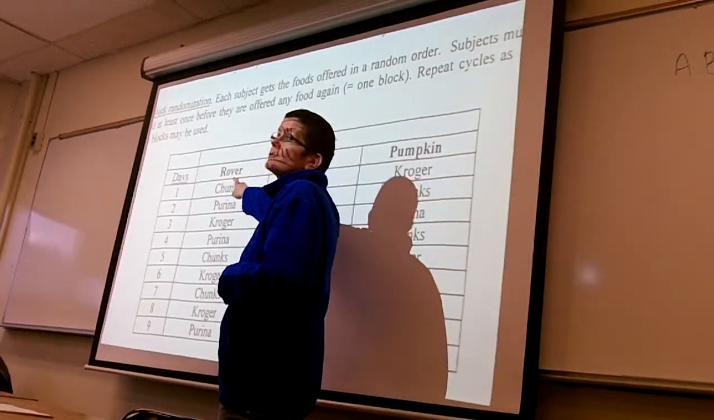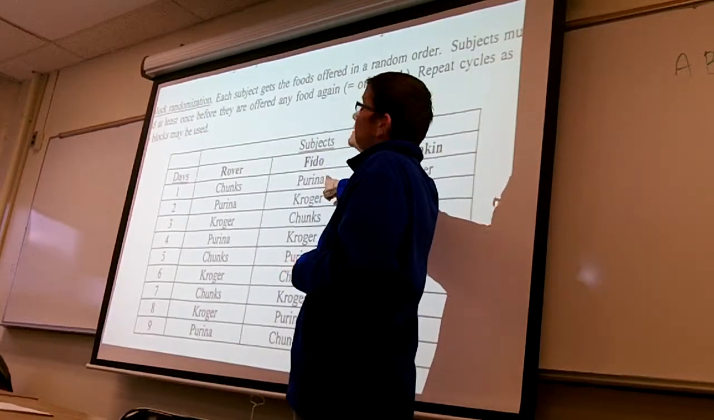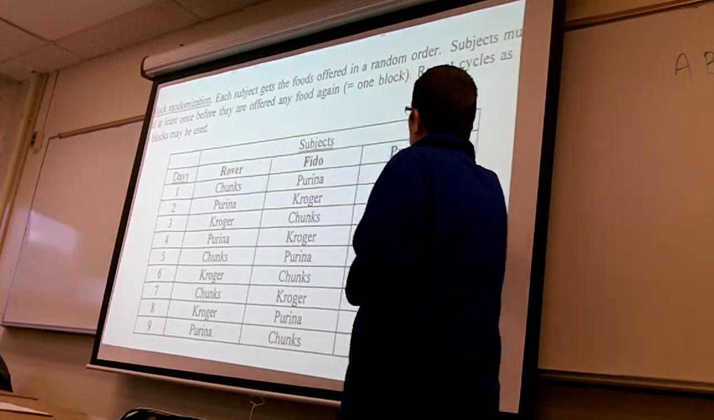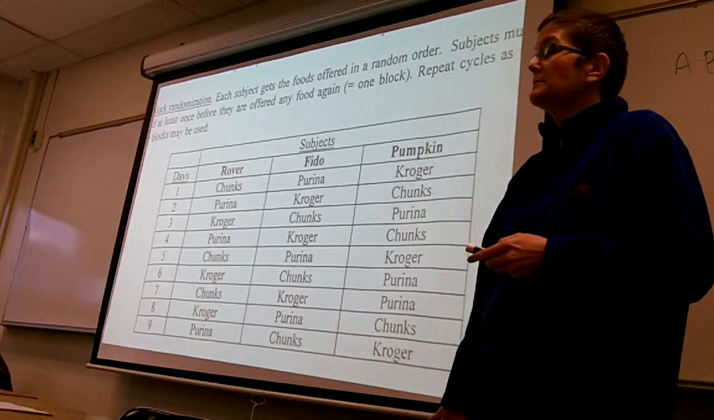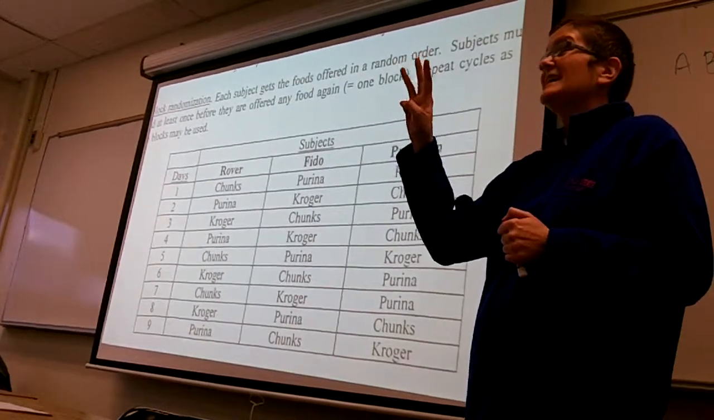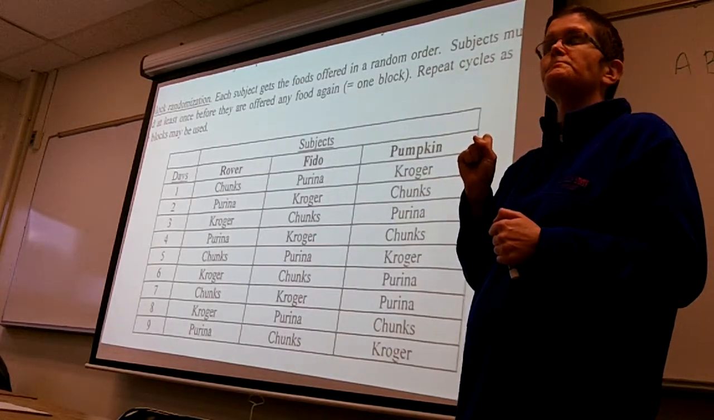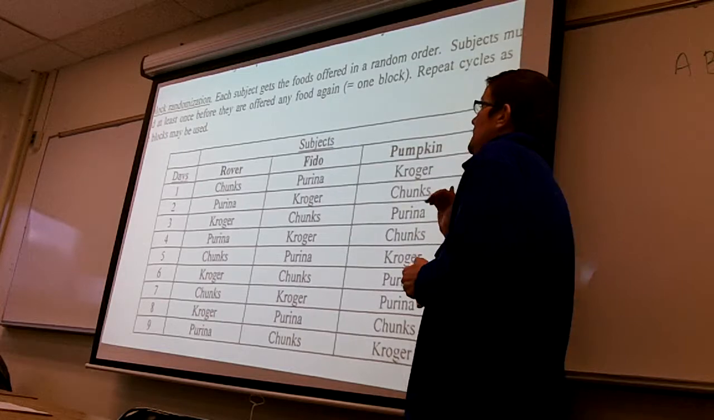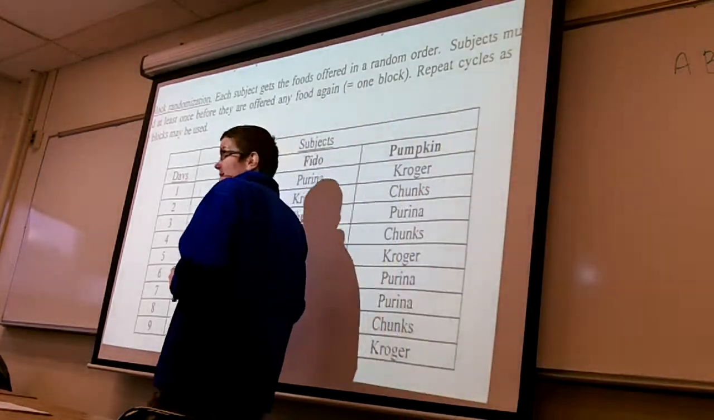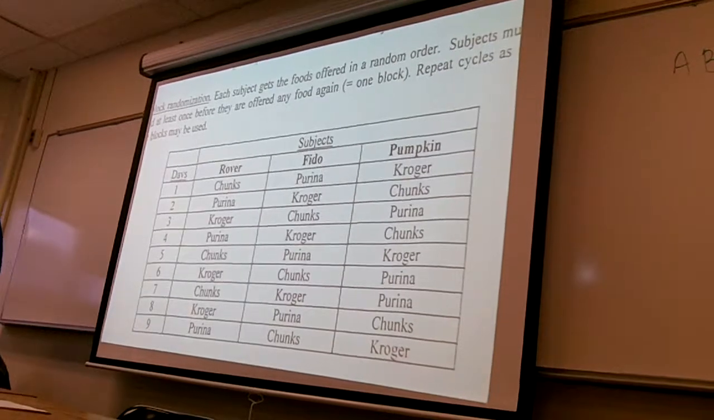to randomly assign Rover to get chunks and lumps first. Fido's going to get Purina first. Pumpkin's going to get Kroger first. You see that's a block? It's a block because we have 3 foods and each one of the dogs is getting one of the foods. So every day we're going to gather data about each food, but we're going to get that data from a different dog.